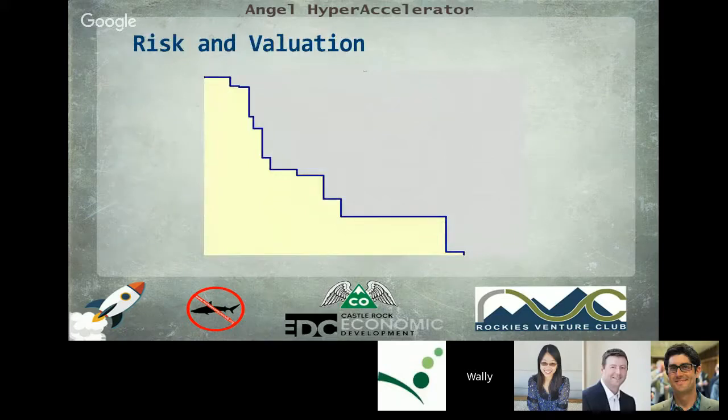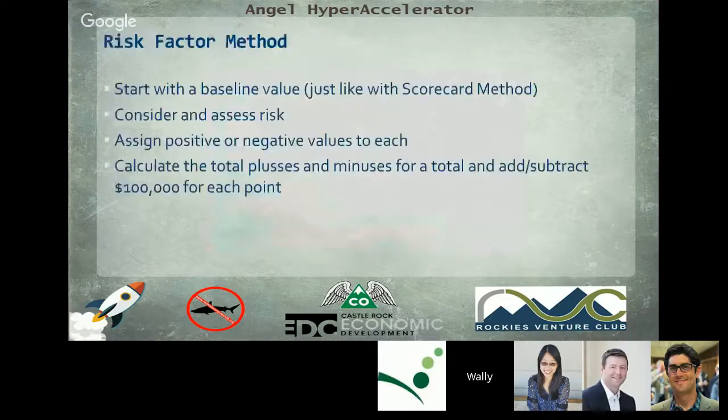We have a risk method, which is based on the fact that as risk goes down, value goes up. And I'll show you how we do that on the next slide. We start with a baseline, just like in scorecard, so maybe $3.5 million, and we assess risk, and then we add or subtract points with $100,000 for each point. Next slide.